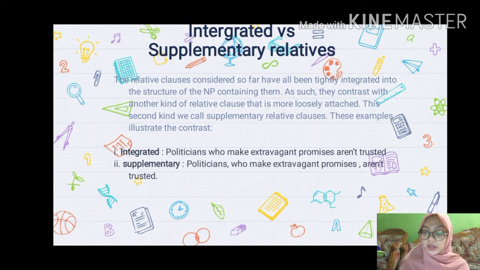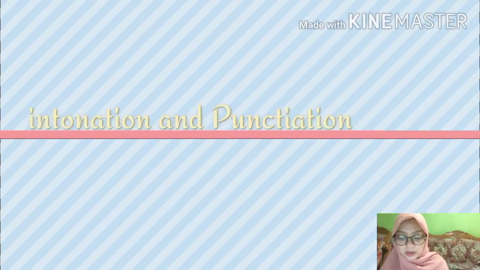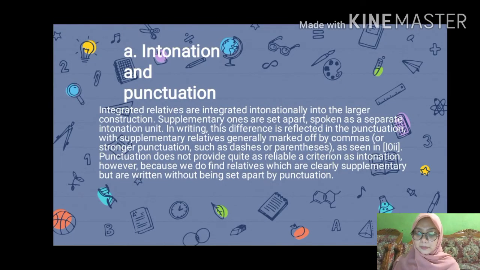In this section, we'll look in detail at the differences between integrated and supplementary relatives with respect to three things. First is intonation and punctuation. B is interpretation and C is syntax. I want to explain about the intonation and punctuation.